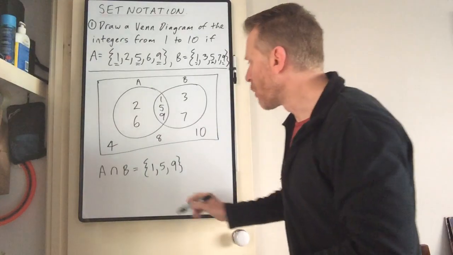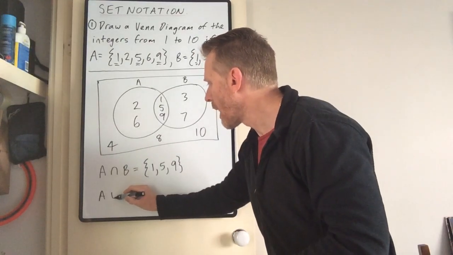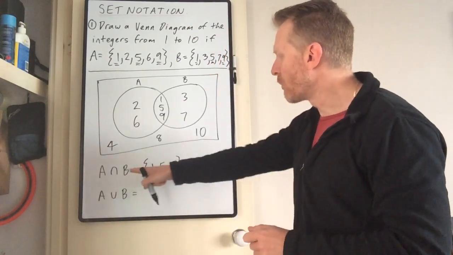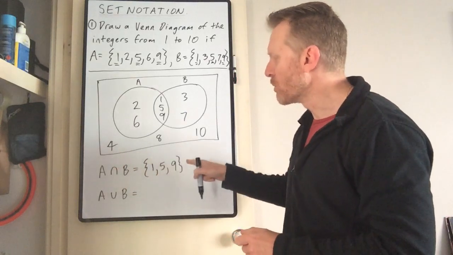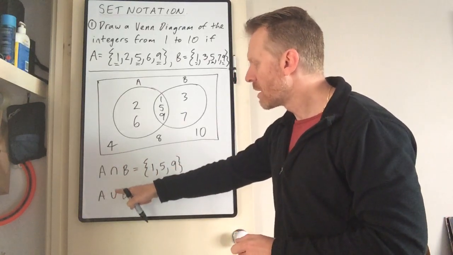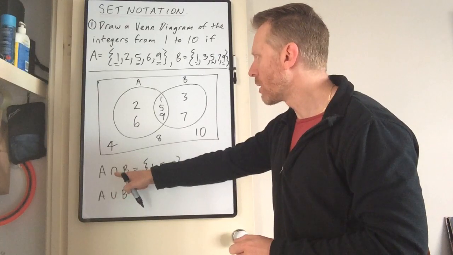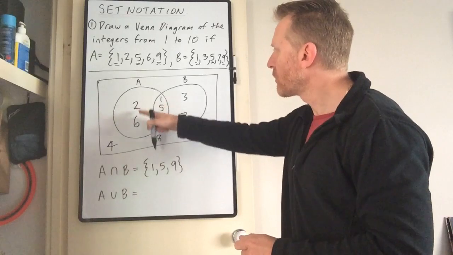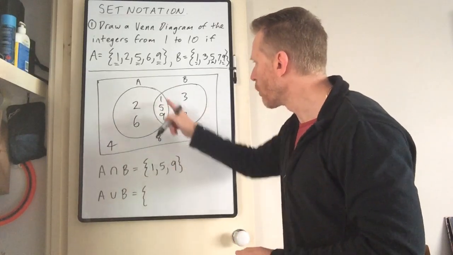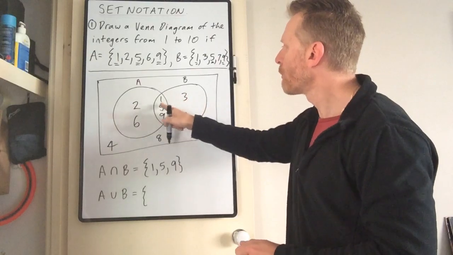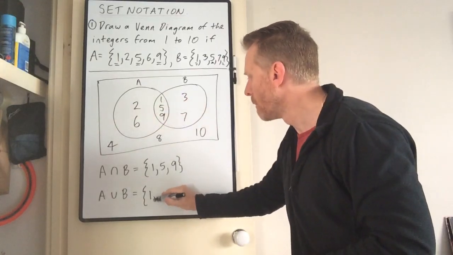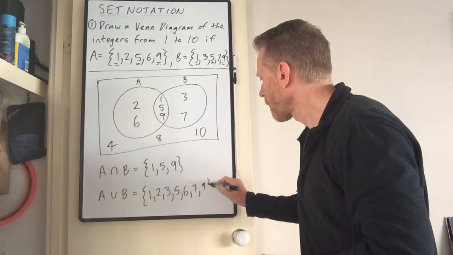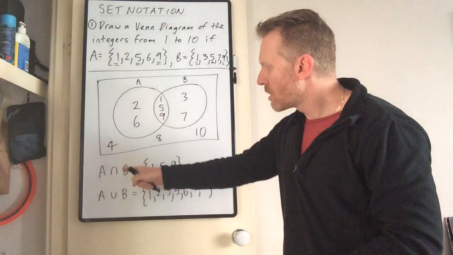And then I've got the set A union B, which means, so that kind of means what's in A and B for the first one, but this one is what's in A or B. Well, what's in A or B, in total, we've got a 1, 2, 3, 5, 6, 7, and a 9. 1, 2, 3, 5, 6, 7, and a 9. So there's two things.